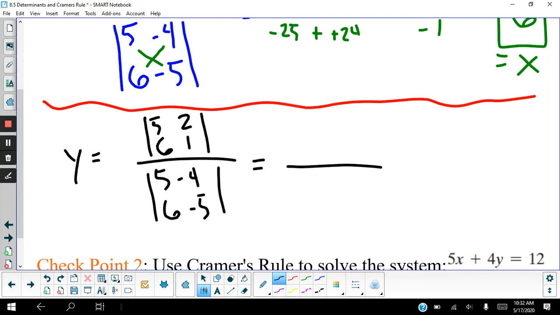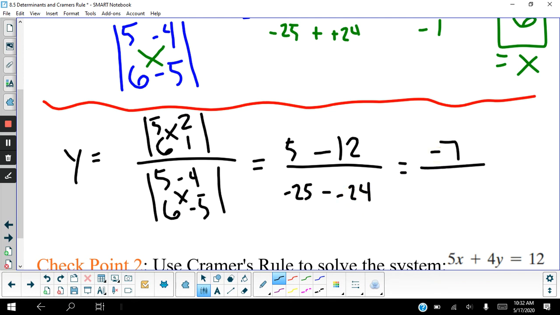Okay? A is the x coefficient. B is the y coefficient. C is the constant over on the other side. Okay, let's do this. So 5 times 1 is 5, minus 6 times 2 is 12. All right, and then the bottom, negative 25. This is going to be the same thing. Minus negative 24.